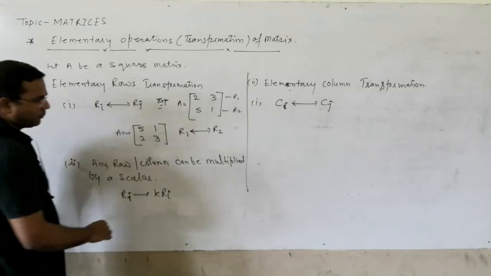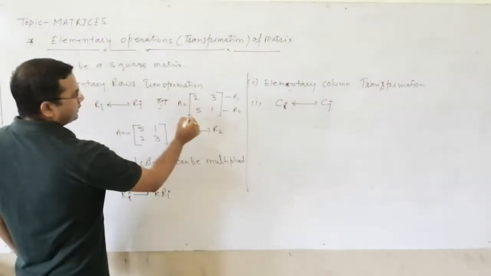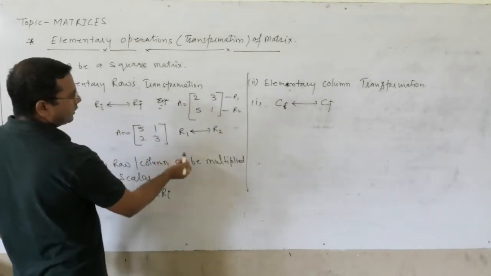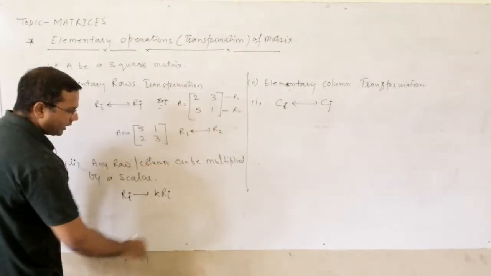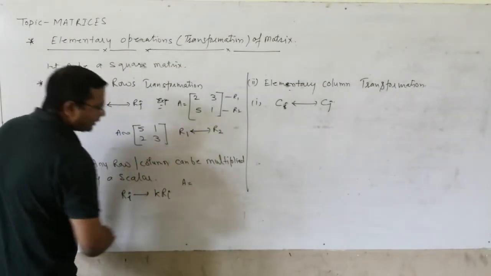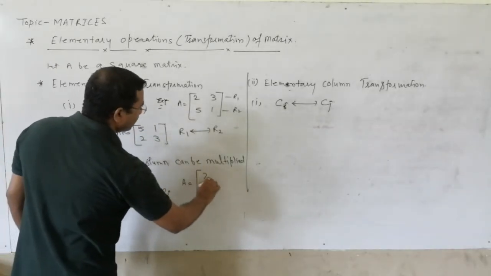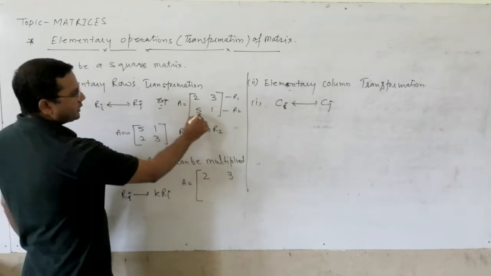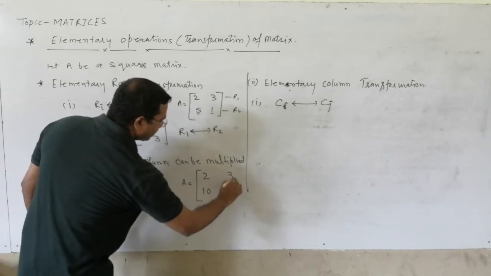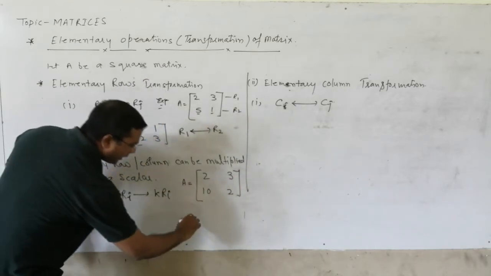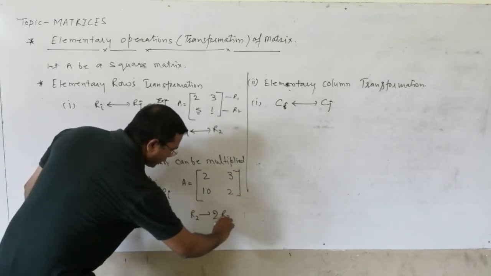If you take an example, you can understand better. Suppose I am taking this matrix only and row R2 I am multiplying by 2. So I can make a new matrix here. This matrix will be equivalent to matrix A only. I will write here 2, 3, and because these 2 elements we are multiplying by 2, it will be 10 and 2. What is the operation we have applied? R2 we have converted into 2R2.